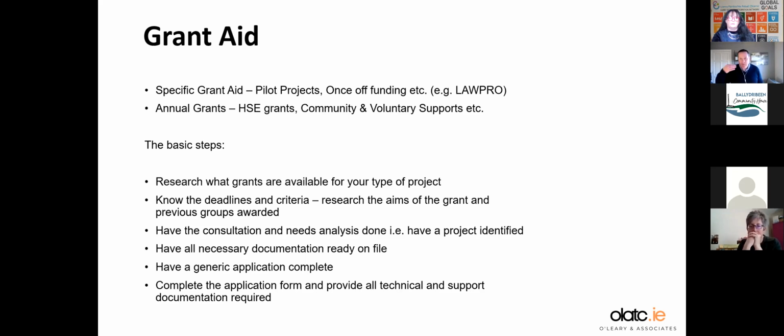Have everything that you need for any application sitting on file in your office if you have an office, or sitting wherever you're working from if you're a volunteer. I always recommend people to have a generic application complete. If you've already done an application for funding in the past, use that. If it's successful, use that as a template. 70% of application forms are the same information you use for every application. Things like your organization structure, your addresses, your eircodes, your company numbers, your contact details, your organizational chart, the service you provide. They're all standard. They're not going to change every single year.